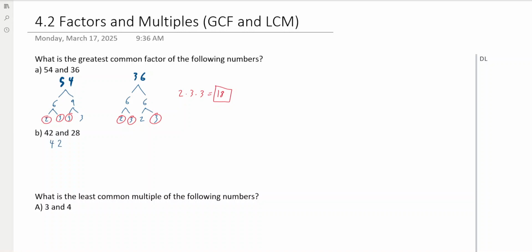All right, so we've got 42 here and 28 over here. So 42 is 6 and 7, I believe, and 2 and 3. 28 is 4 and 7, which is 2 and 2. So now we're going to circle the parts that are the same. And you can see there's a 2 times 7 that's the same, so 14 is our greatest common factor.